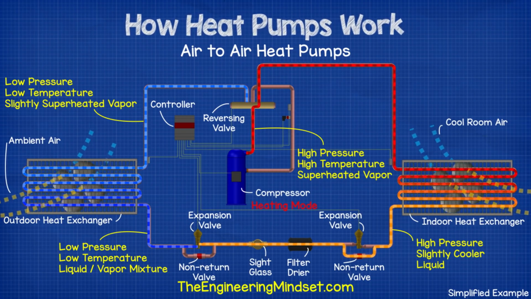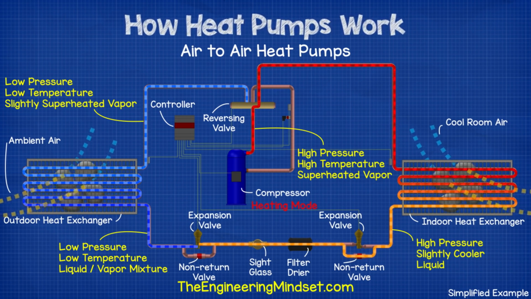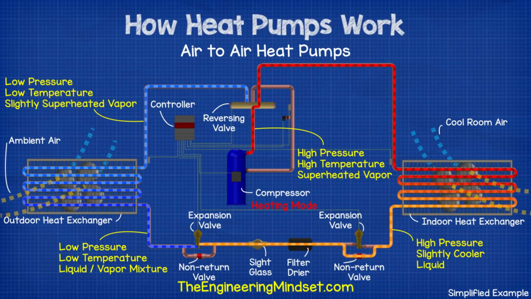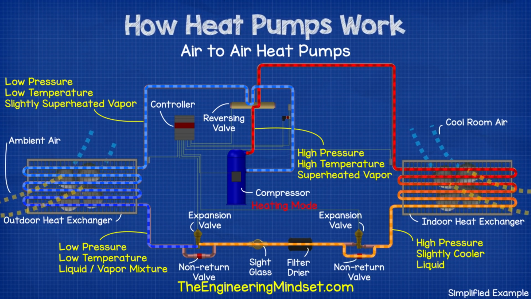So the refrigerant picks up the thermal energy from the outside air and leaves the outdoor heat exchanger as a low pressure, low temperature, slightly superheated vapor and then heads back to the reversing valve. The reversing valve then diverts this to the compressor to repeat the cycle.